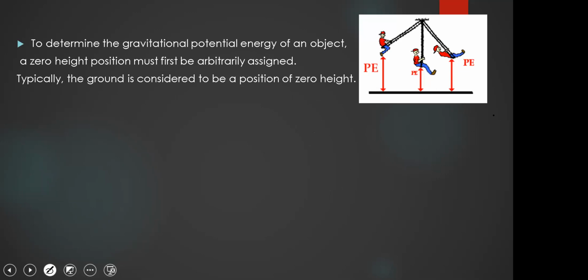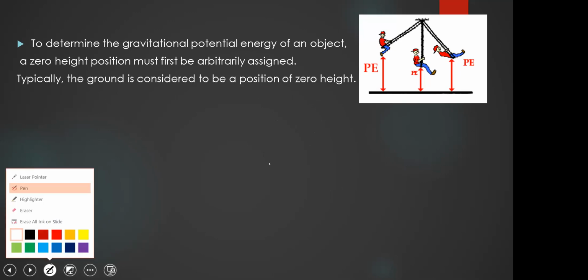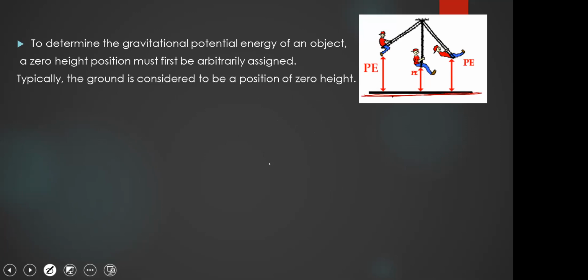Now, to determine the gravitational potential energy of an object, you must have a reference, like we said in our first chapter. When you want to find velocity or distance, you want to measure everything, you need a reference point. Here also, if you want to find the potential energy, you need a reference point. Where is the reference point? Imagine it here on the ground, as an example. So now this is our reference point. We say that our reference point, the ground here, is the position of zero height.